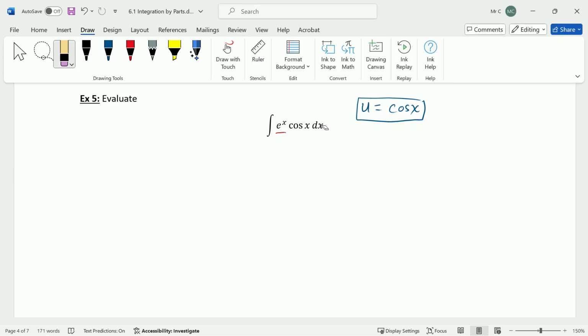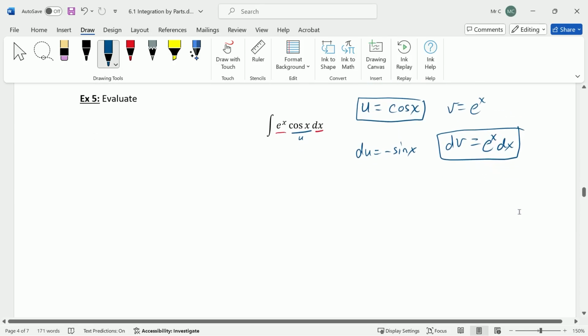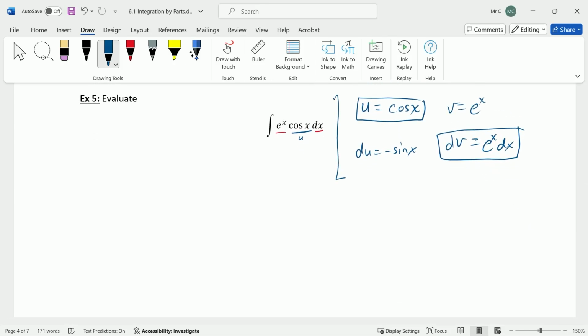So I should write this a little differently. I should underline this. Cosine of x is my u, and my dv is going to be e to the x dx. So then du is going to be negative sine of x, and v is going to be e to the x. And again, I'm going to write out my formula, u dv equals uv minus the integral of v du.